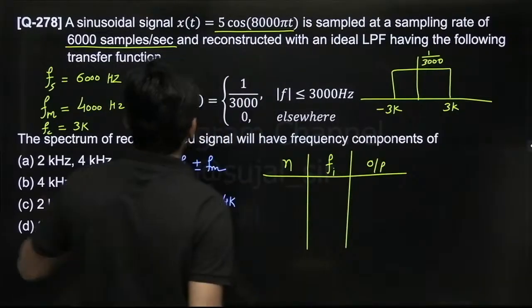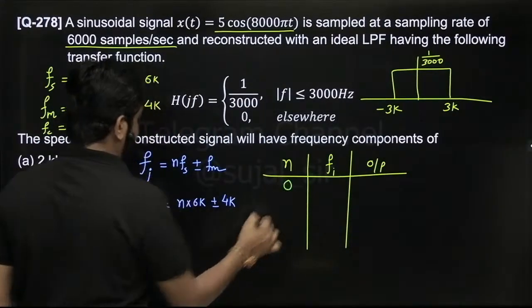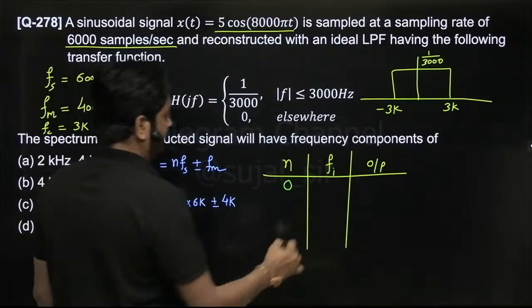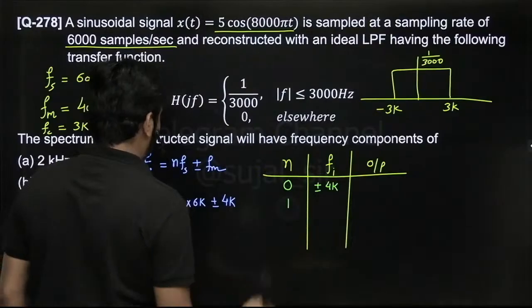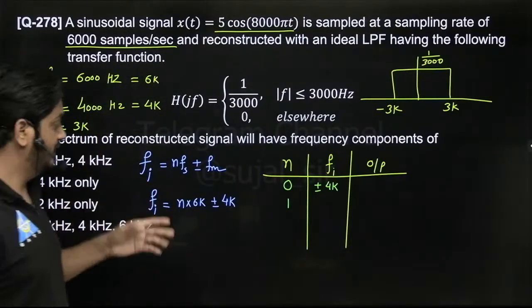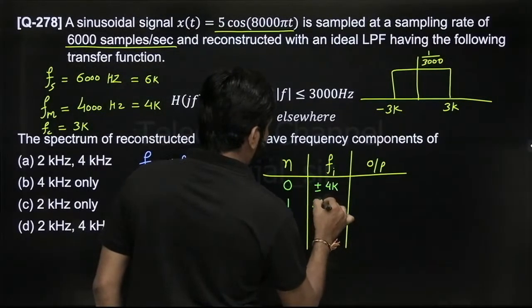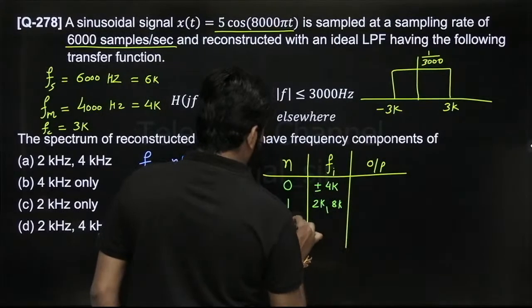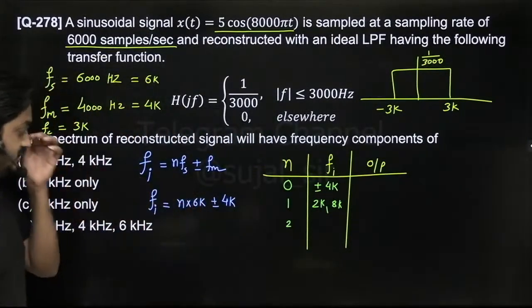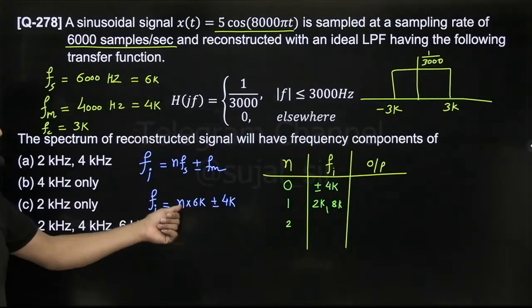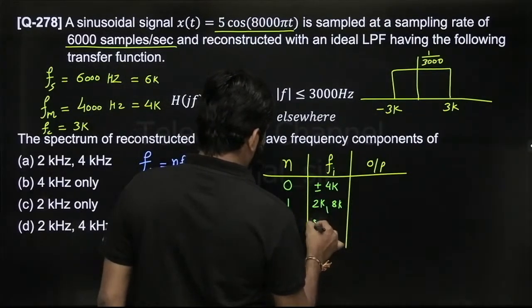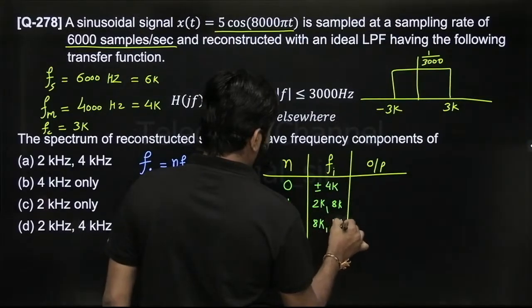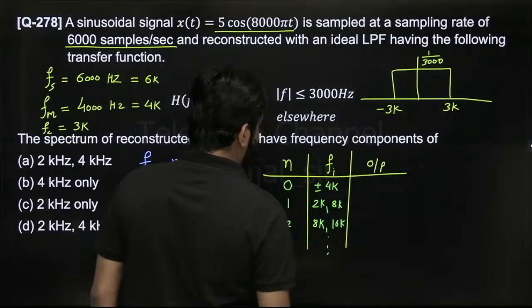Okay. So now put N equal to 0 here. Simple. N equal to 0, then plus or minus 4k, guys. N equal to 1, simply add 6k. So here if you add 6k, then it is 2k and 8k, guys. N equal to 2, again add 6k, guys. 12 plus 4 is 16, 12 minus 4 is 8. So add 6 here, that is 8k, add 6, that is 16k, and so on, guys.